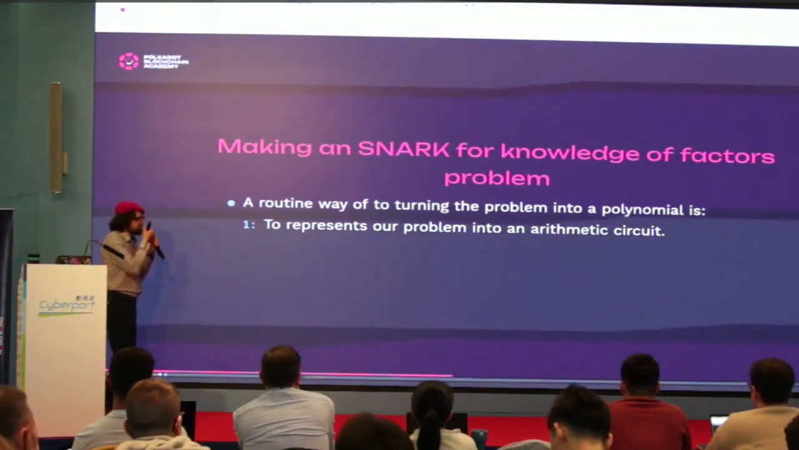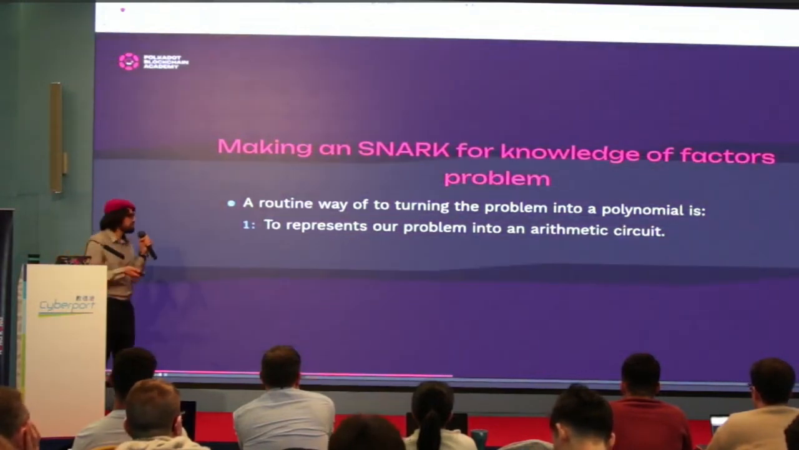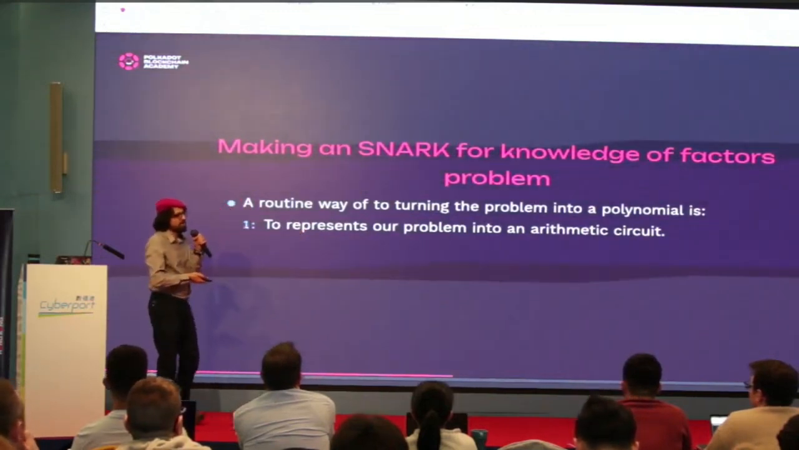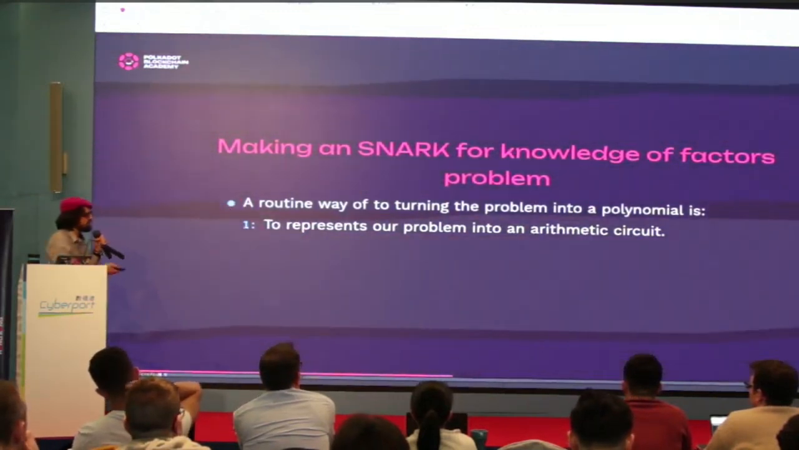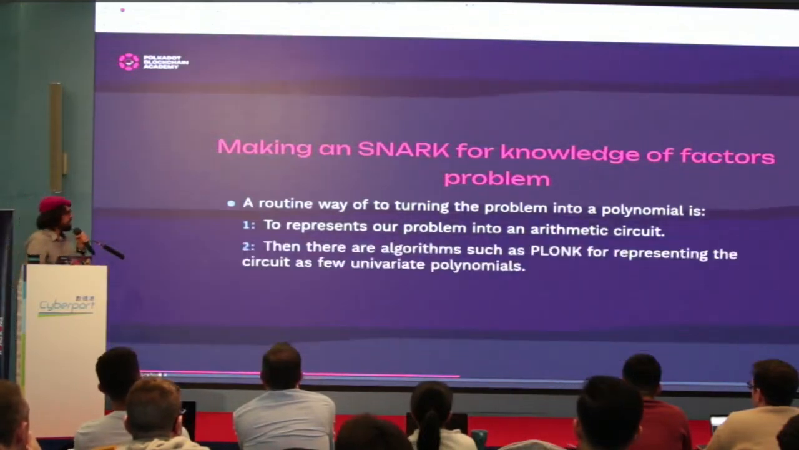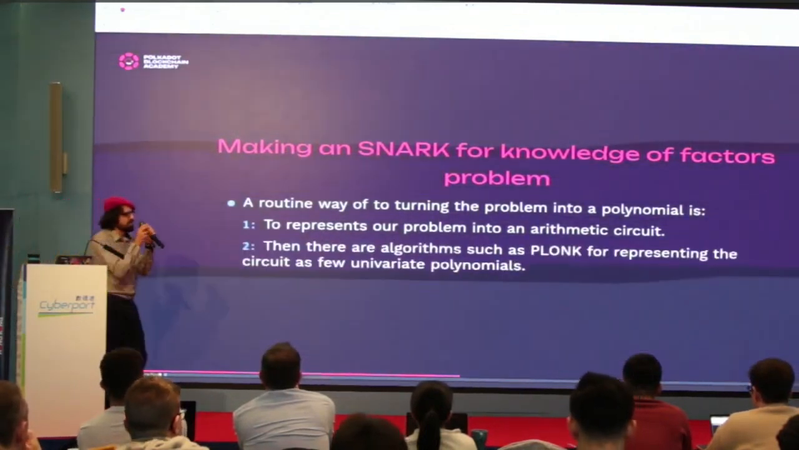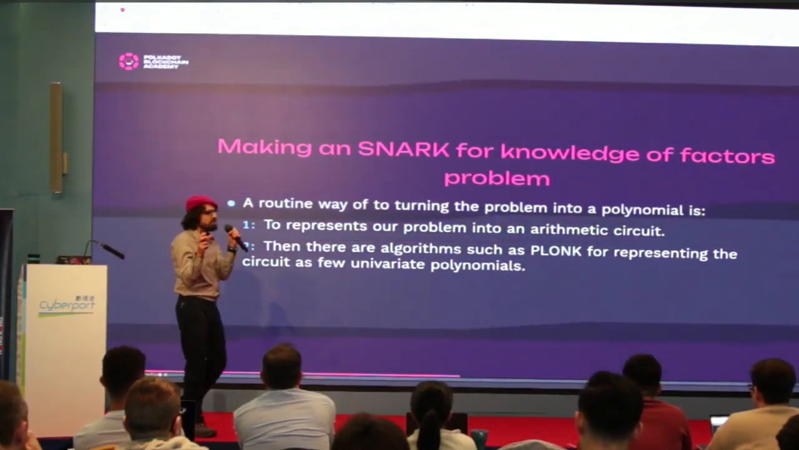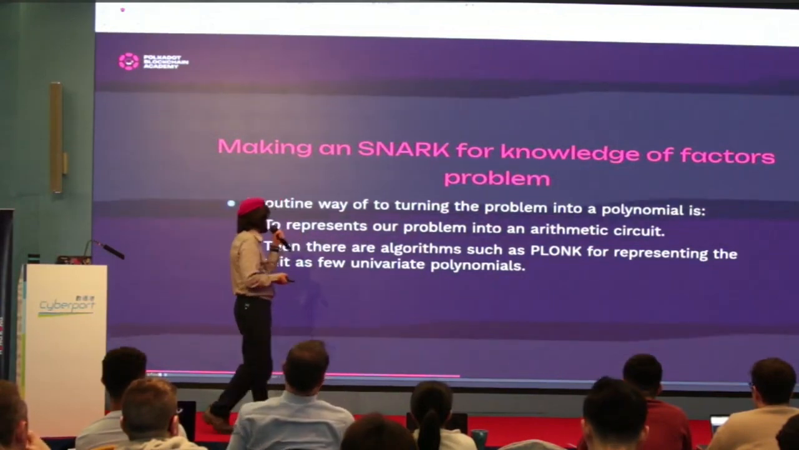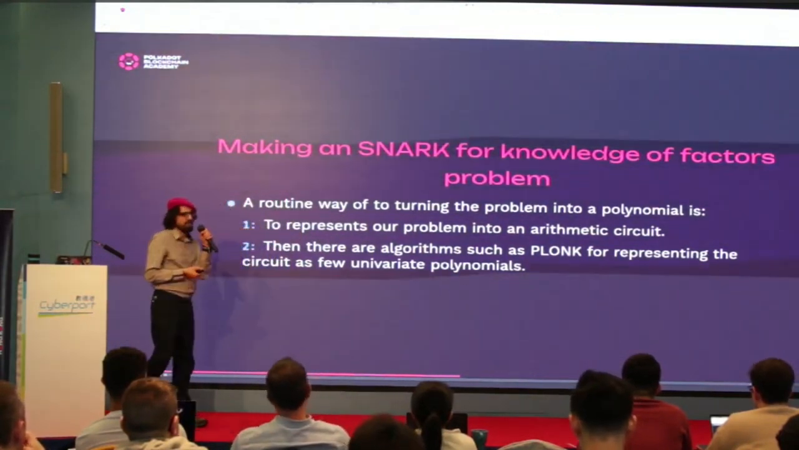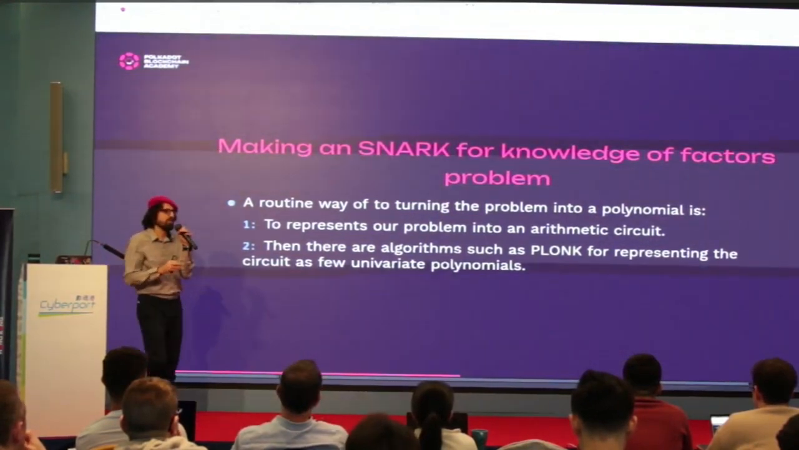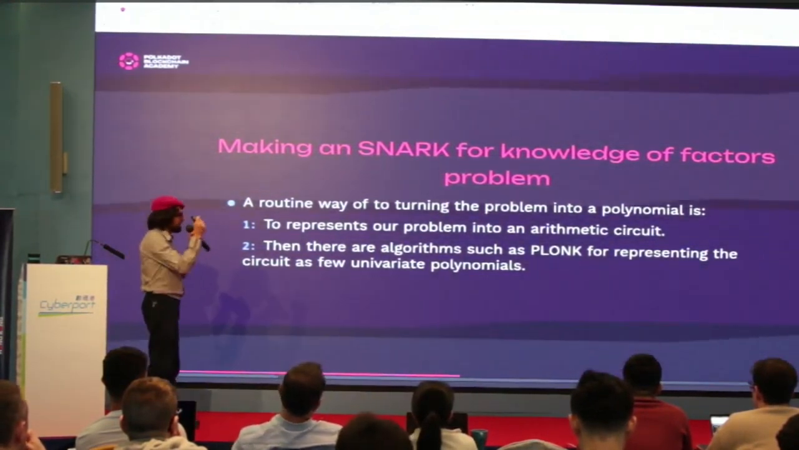So there's a routine way of doing it. You turn it into an arithmetic circuit, we are going to see it, but these are basically small polynomials, addition and multiplication. I'm going to show you an example. So we turn it into this, and then we get all these small parts, the multiplication and addition parts, and we put them together, and we generate a big polynomial that encompasses all these small conditions. And you make it one polynomial.